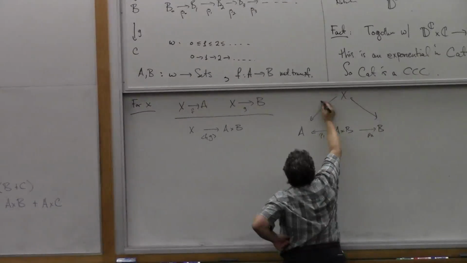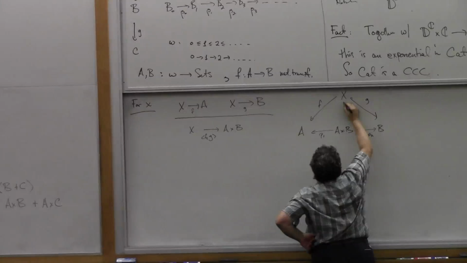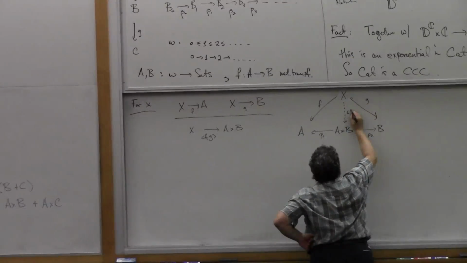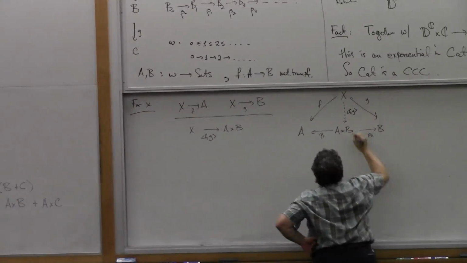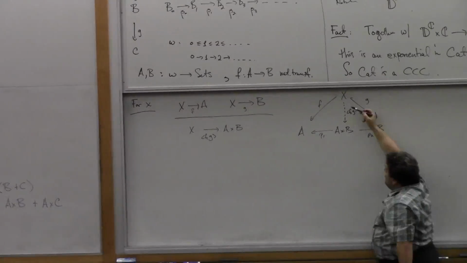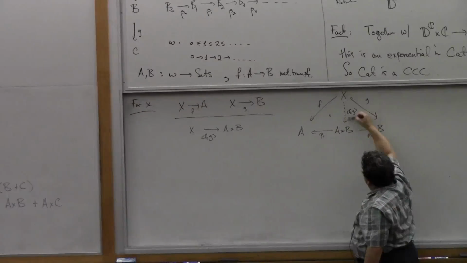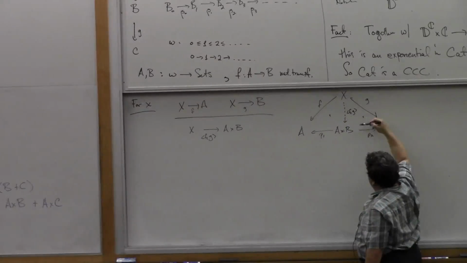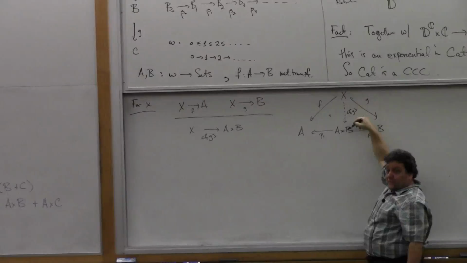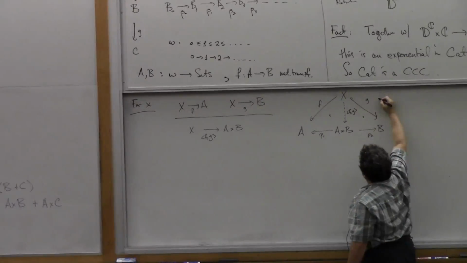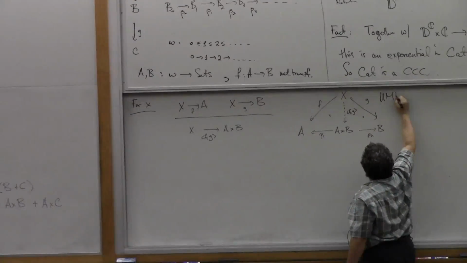So this is the way that this works. I say take F, take G, then there exists a unique thing here which I called (F,G), and moreover, this composed with P1 equals F, and this composed with P2 equals G, and this is unique with that property. That was the universal mapping property, right?